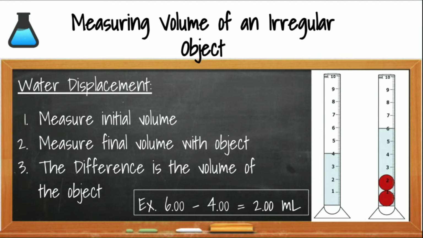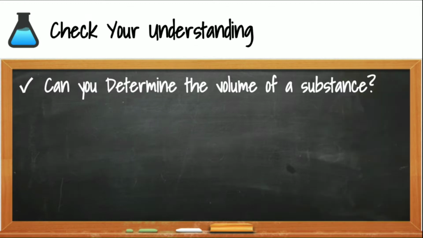Another way to find the volume of a substance is via water displacement. In order to use water displacement, you'll take an object and first you'll fill the graduated cylinder with water and measure the initial volume. Then you will add your object and the level of the water will rise. Then you'll measure your new volume. The difference in the volume is the volume of the object. So these two objects here have a total volume of 2 milliliters. By now, you should be able to determine the volume of a substance.